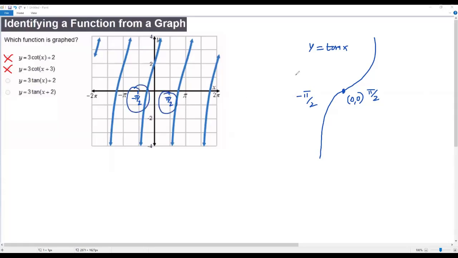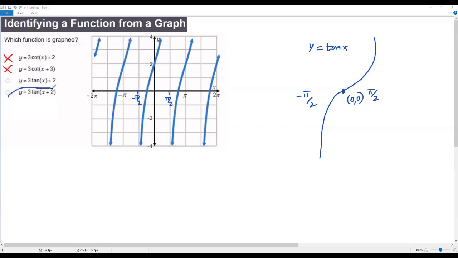Usually the graph of one pattern of the basic tan function, that is y equals tangent x, is between negative pi over 2 and positive pi over 2. In case there is a phase shift or horizontal shift, the graph will be moved to the right or left. In that case, I will not have this one pattern between negative pi over 2 and positive pi over 2. But here this one pattern of the given graph is between negative pi over 2 and positive pi over 2. There is no phase shift or horizontal shift.